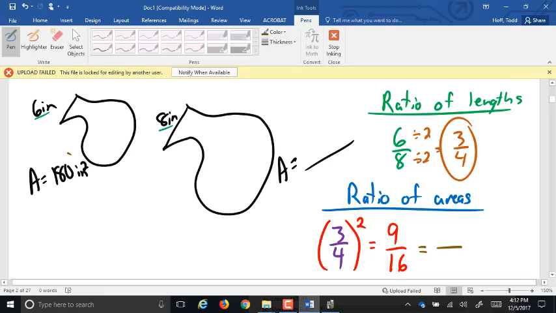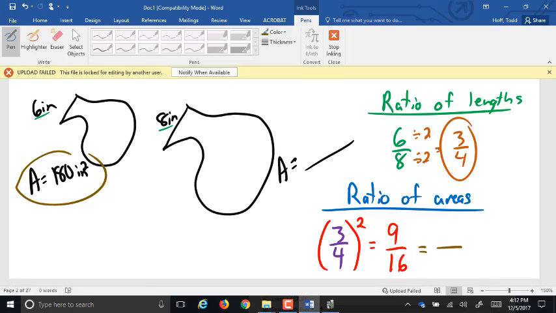I have the 180. Is that going to go on top or bottom? Is it from the smaller figure or the larger figure? It's from the smaller one, right? So it's going to go on top with the smaller numbers.